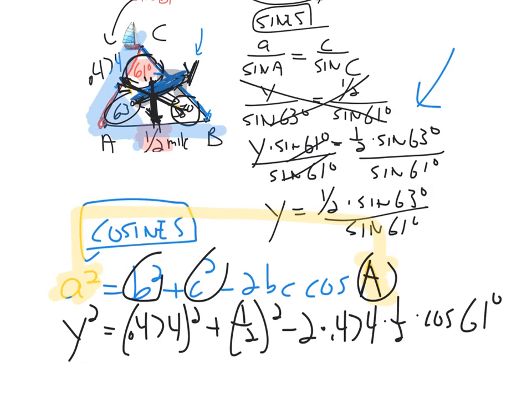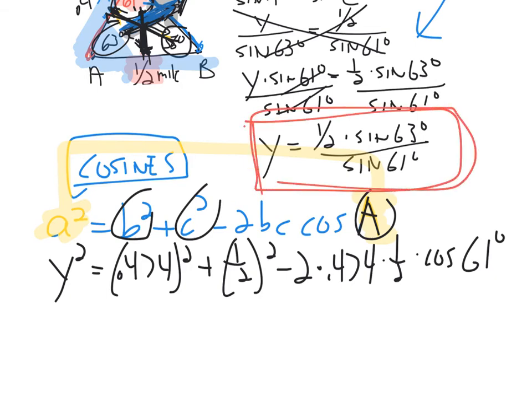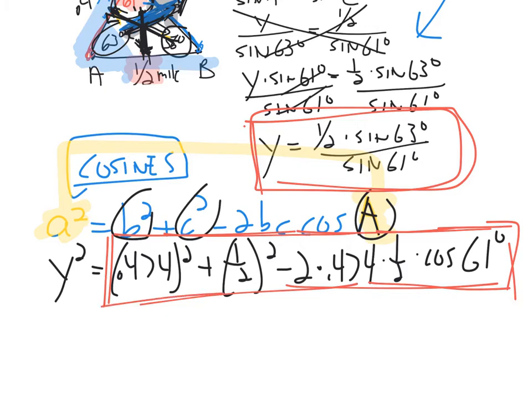So you can either, to get your other side, use the law of sines and type in this fraction, or you can use the law of cosines and enter in this entire right-hand side and then take the square root of that, because that's y squared.